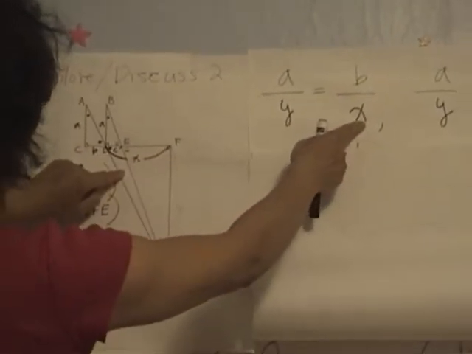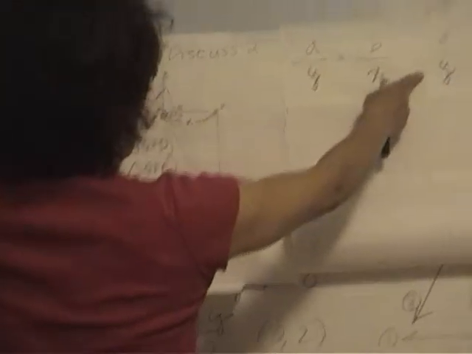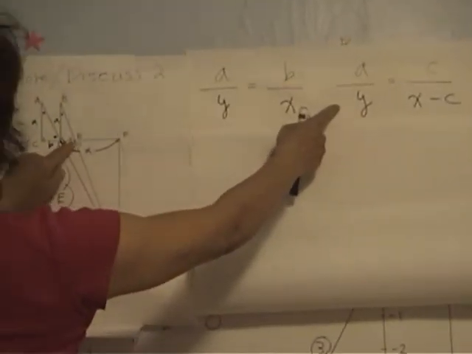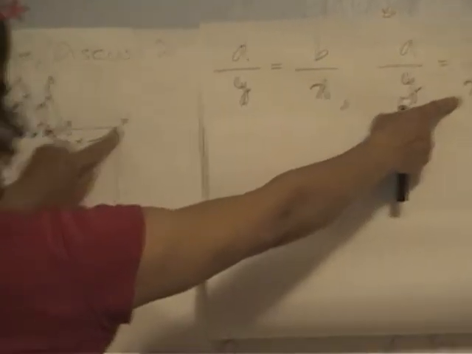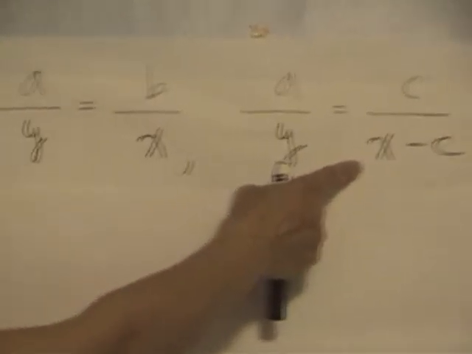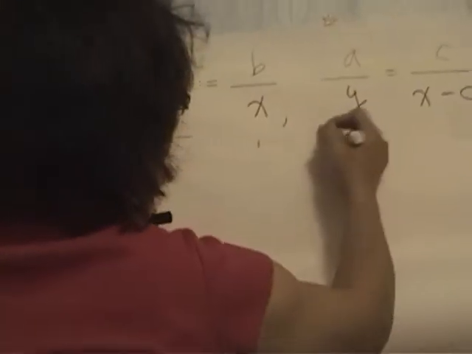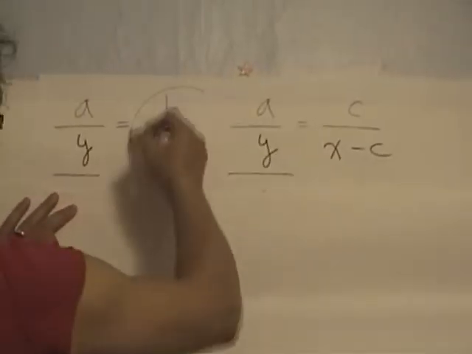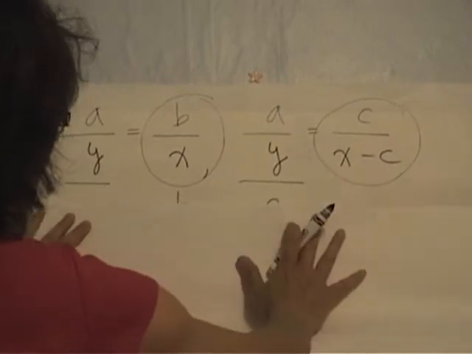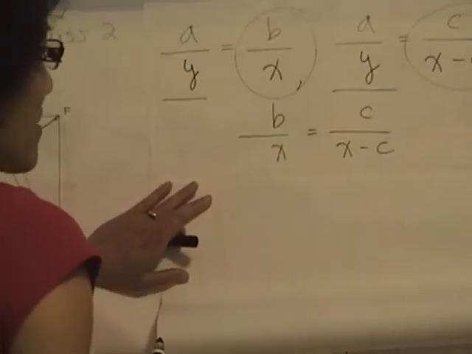That's the big triangles. The small one is a over y is c, little teeny tiny one, over the whole x minus c, which we're only looking for this side. So that's what we have. Okay, so we are saying this a over y, there's a over y. We are saying this and this is same. So b over x is equal to c over x minus c.